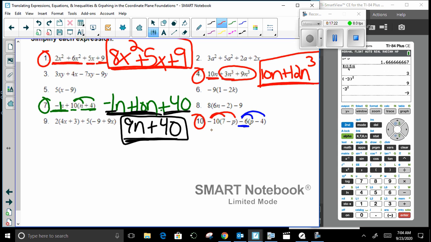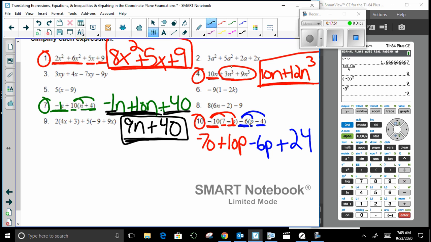So let's check. Negative 10 times 7 is negative 70. Negative 10 times, what kind of p is that? That's a negative 1p. So negative times negative is positive. 10 times 1p would be positive 10p. Negative 6 times p is just minus 6p. Negative 6 times negative 4 is positive 24.